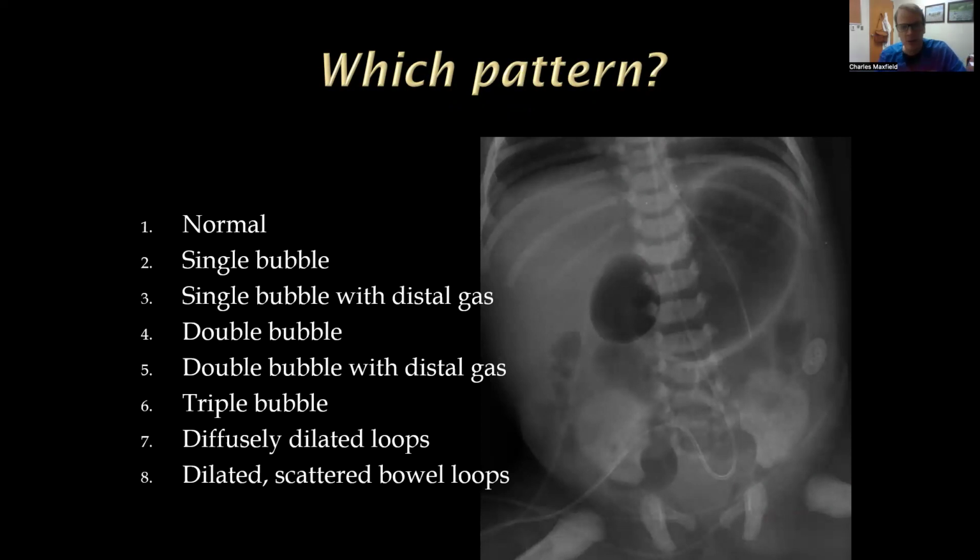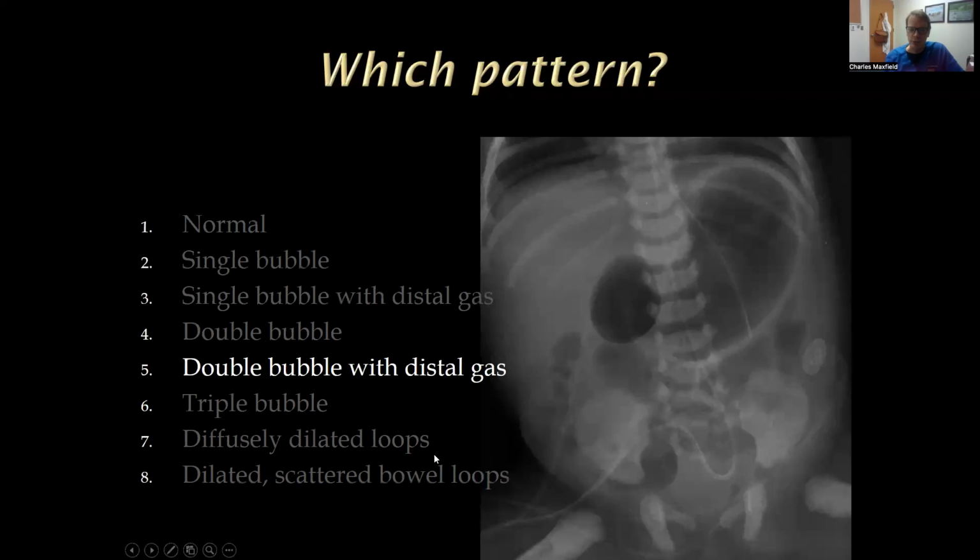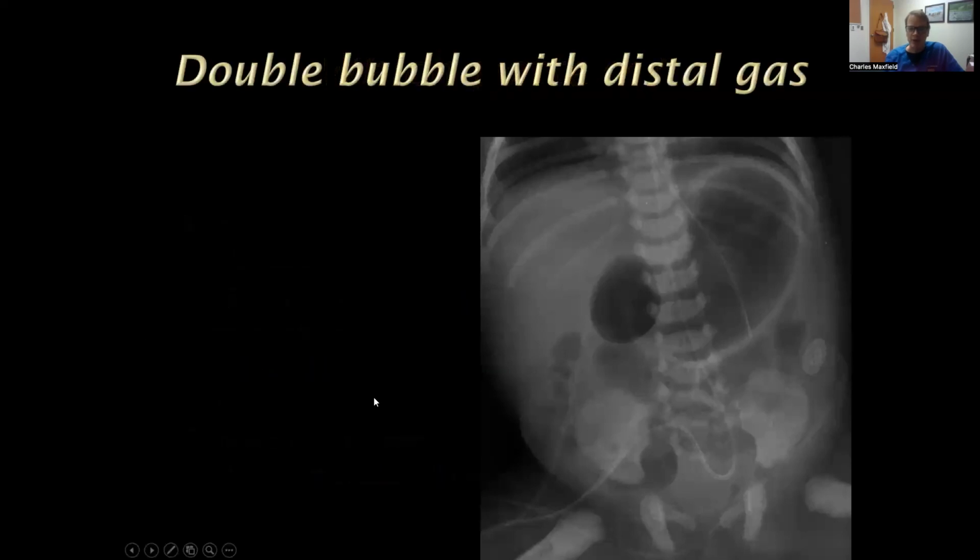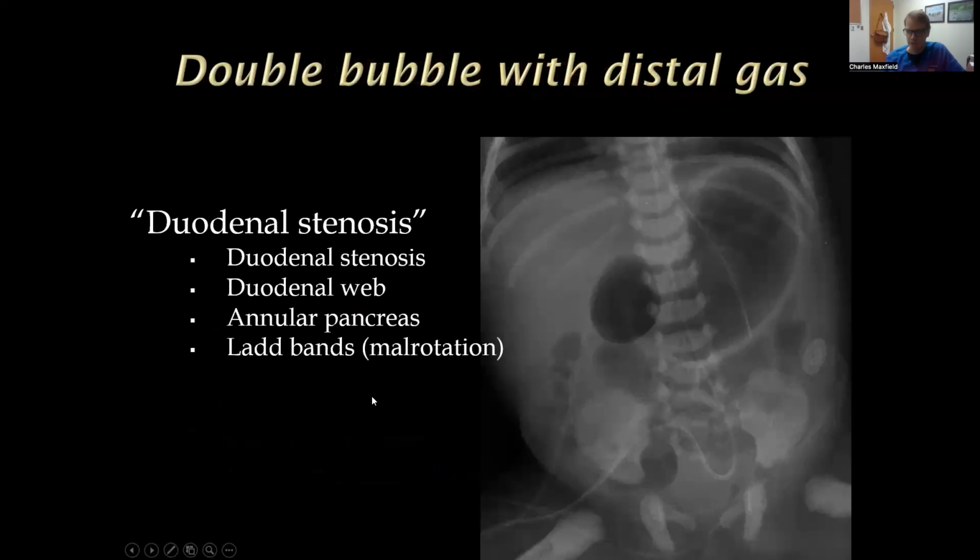Okay. So here's the second pattern. And you can again see there are 2 bubbles, right? Here's a big bubble, probably the stomach. Here's a big second bubble, but it's different than the last pattern I showed you because there is distal gas. So it can't be duodenal atresia, right? Because duodenal atresia would not let any gas get through down here. So it must be not duodenal atresia, but rather some kind of duodenal stenosis.